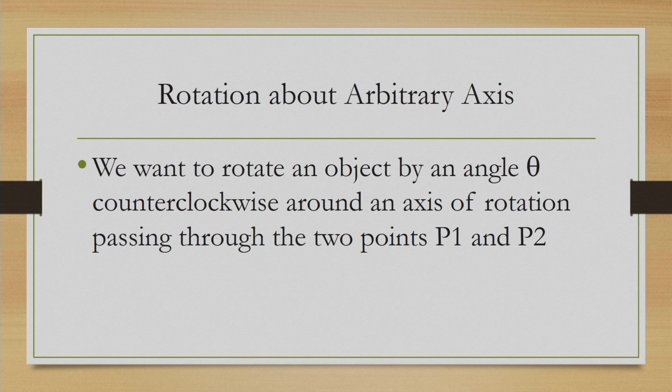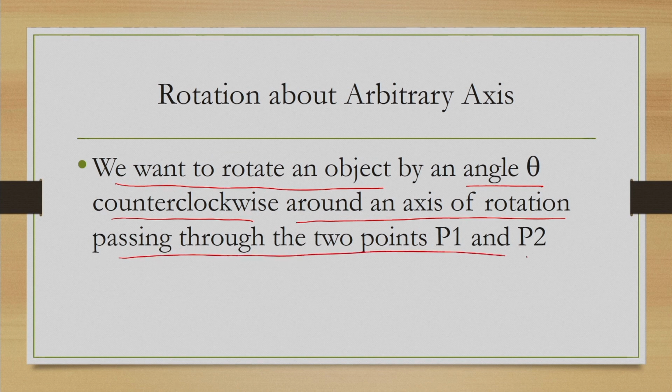So, what is the idea? That we want to rotate an object by an angle theta counterclockwise around an axis of rotation passing through 2 points P1 and P2. Here we are defining these 2 points because with these 2 points we can define a line or line segment that represents the axis of rotation.